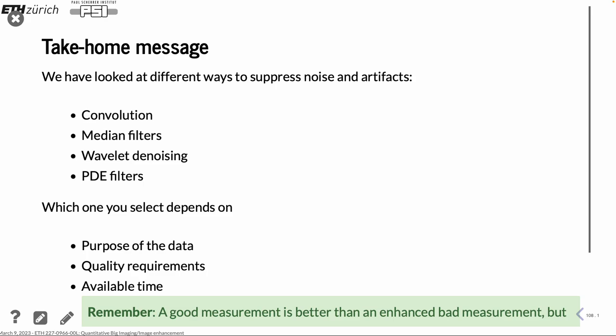And a good point is that we can do a lot of filtering, but it's always better to have a good image from the beginning. So don't think that you can skip over a couple of steps because you can do filtering anyway. Try to optimize the image acquisition as much as possible with a given time for the experiment, and then do the filtering necessary.